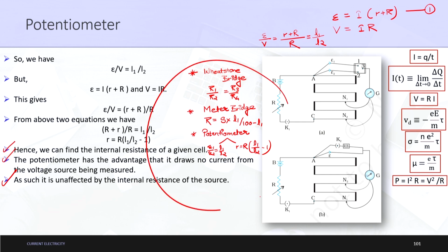Okay. So this is the end of this lecture. Let me stop it here. In the next part, that is the final part, I will try to explain to you the complete summary, and that will be the end of current electricity. So let me stop it here.